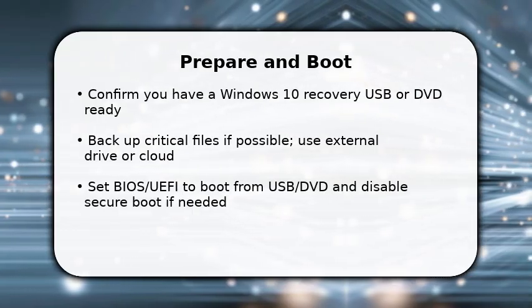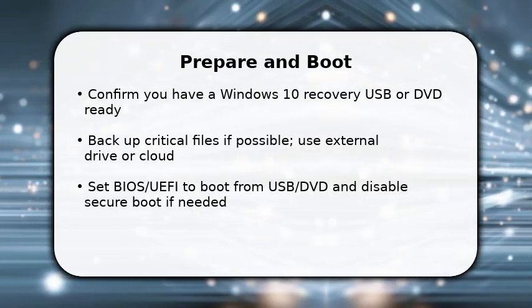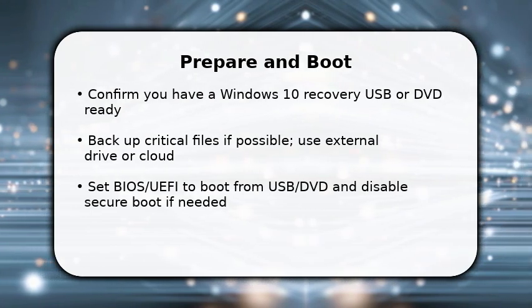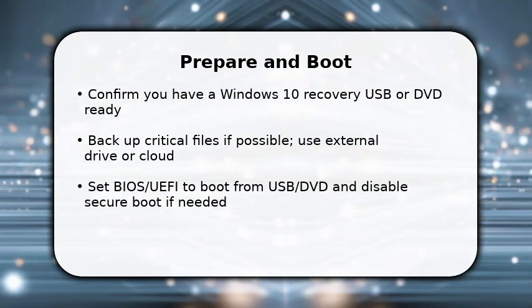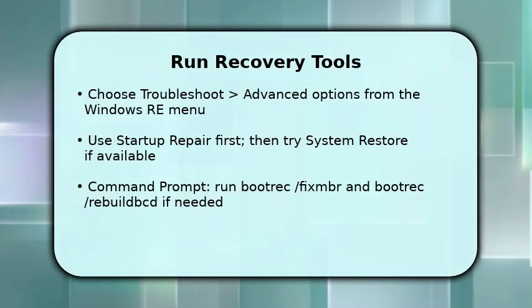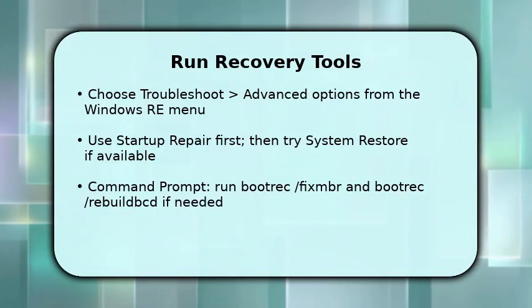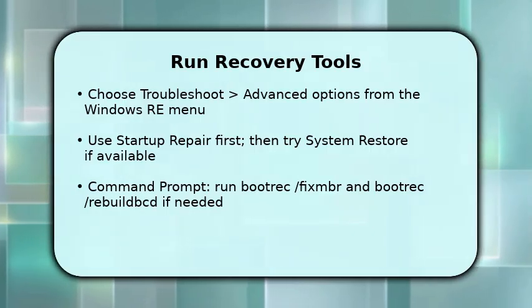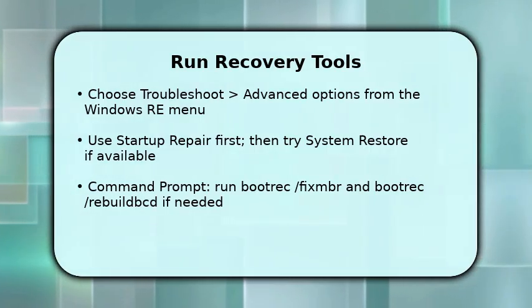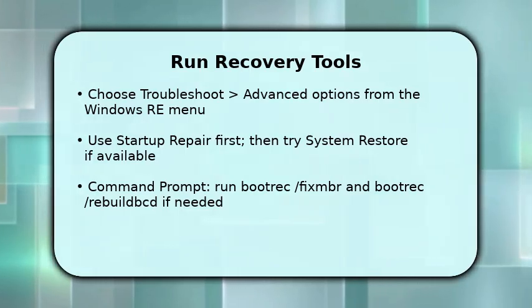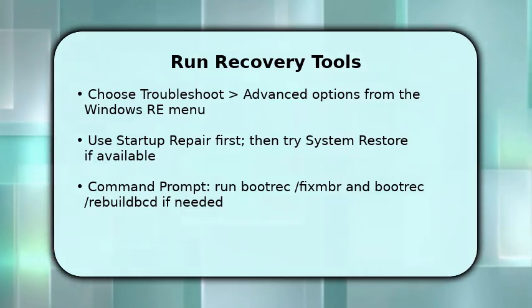You'll see the Windows recovery environment load. This kicks off the repair process. When the recovery environment appears, choose Troubleshoot, then Advanced Options. This gives you repair tools. Start with Startup Repair because it automatically fixes common boot problems. If that fails, use System Restore to revert to a known good restore point. This undoes recent system changes.